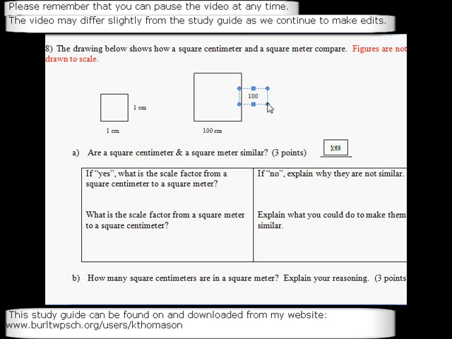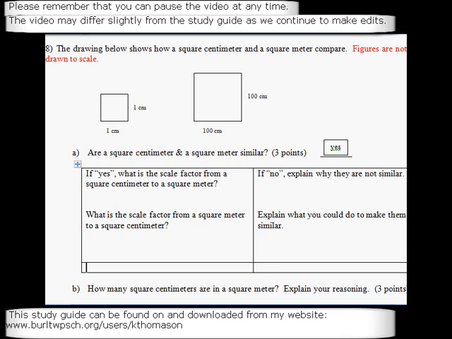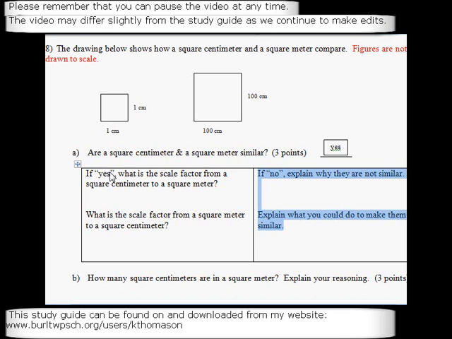Now I only used that other document just to show you how it corresponds, in case you forgot, but a lot of you might know this already. Alright, so 1 centimeter and this is 100 centimeters. So now, what is the scale factor from the square centimeter to the square meter? So now we can get our answer. And our answer is 100.